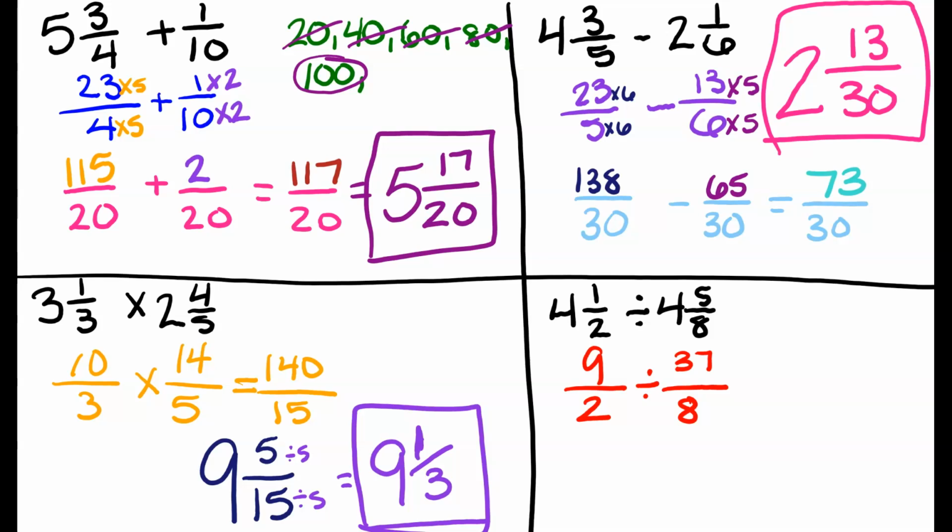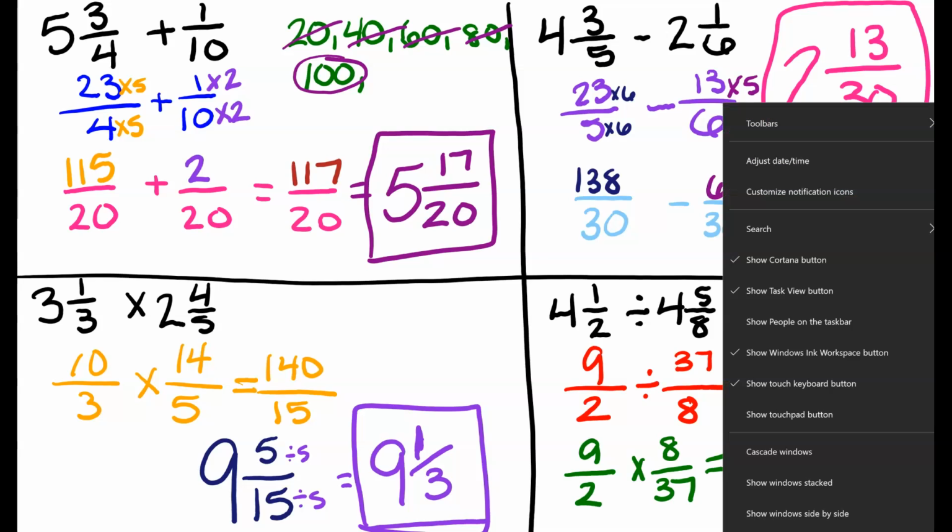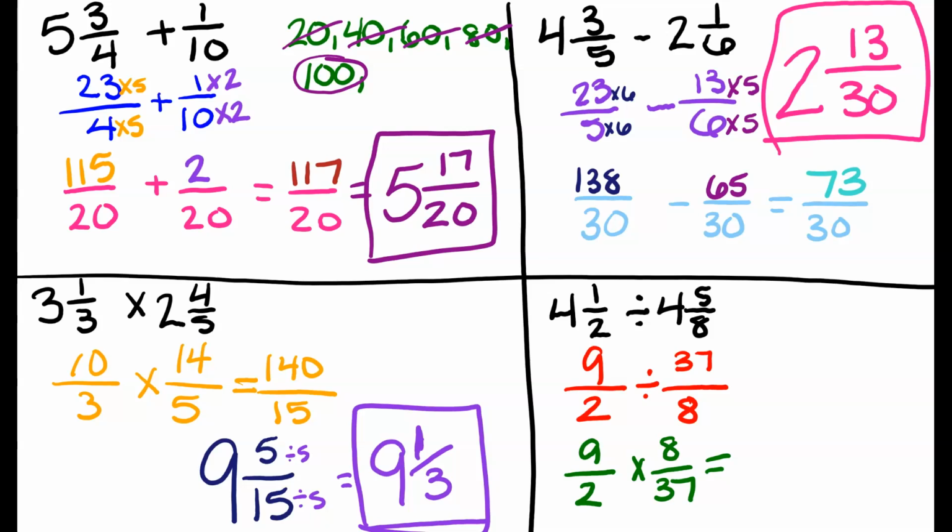Then I can apply keep, change, flip. I'm going to keep my 9 over 2 the same. I'm going to change my division to be multiplication. And I'm going to flip, or find the reciprocal of 37 over 8, which is 8 over 37. I can multiply this straight across. 9 times 8 is 72. And 2 times 37 is 74.